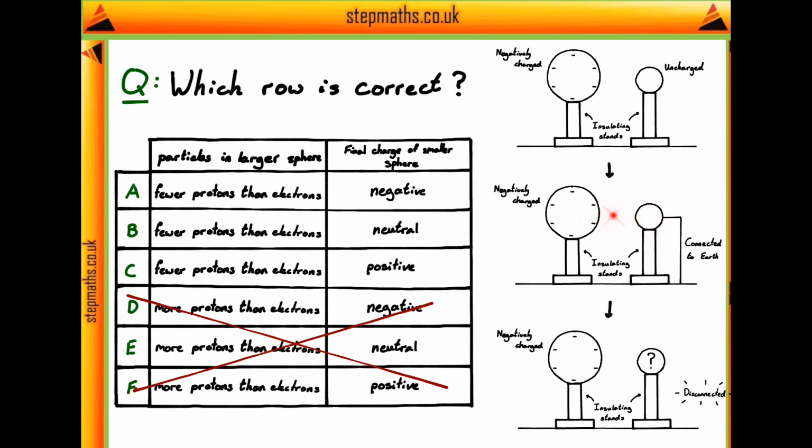Now this negative charge is going to repel the negative particles, it's going to repel electrons. So we're going to find that the electrons are going to move away from the sphere down this wire to Earth. Now if electrons are being repelled away, then we're going to be left with more protons than electrons on that smaller sphere, and overall then we're going to have some positive charge left on this sphere. So we can go ahead and then just say that the answer has to be answer C, that there are fewer protons than electrons on the larger sphere, and that the final charge of the smaller sphere is going to be positive. So the answer is going to be C.